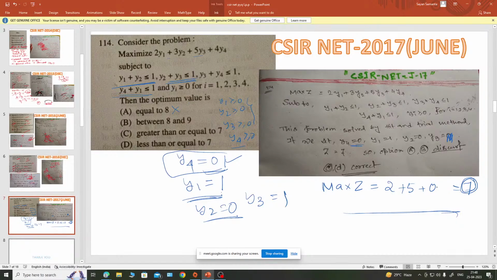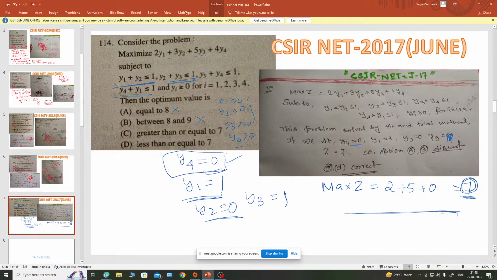Is it clear to everyone? So the first option is discarded. The second option says between 8 and 9. Here we obviously see that the maximum of z equals 7, not between 8 and 9. So this is also discarded.